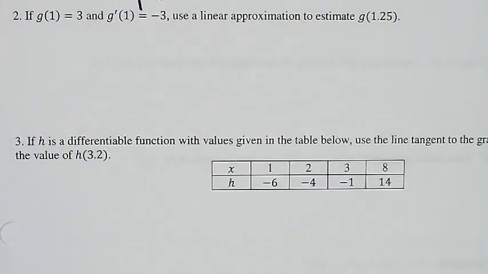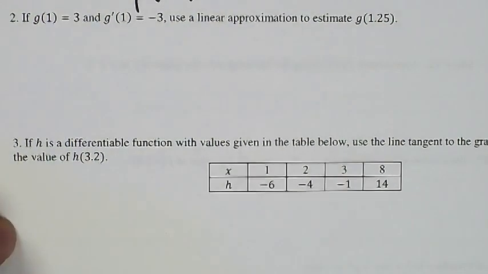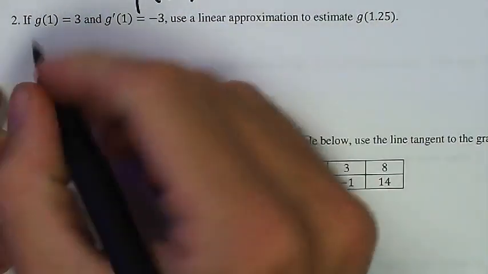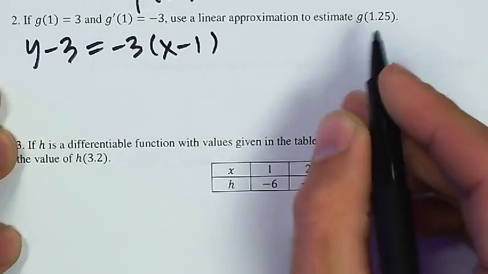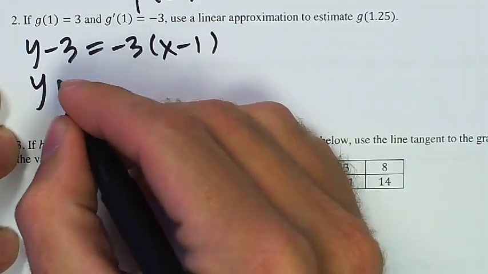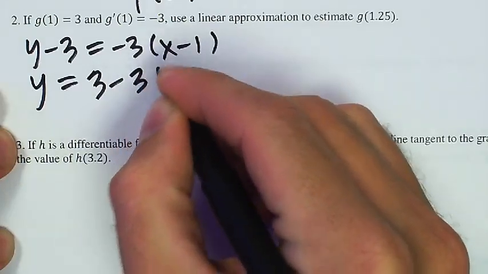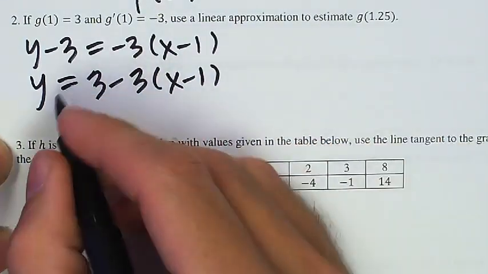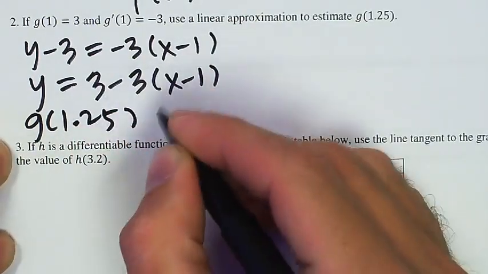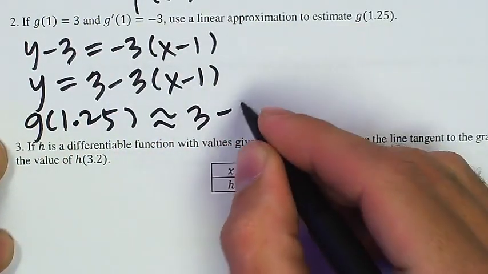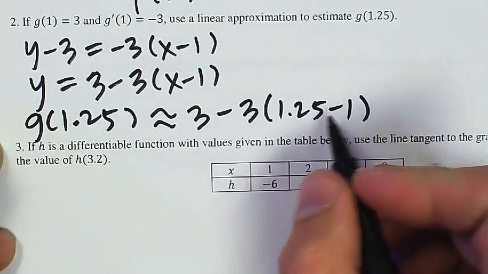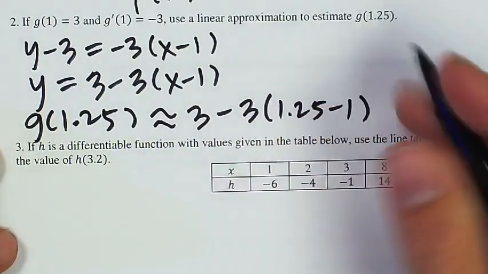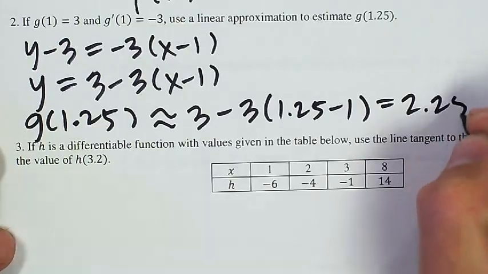All right, over here. G of 1 is 3 and G prime of 1 is negative 3. Use linear approximation to estimate G of 1.25. All right, the tangent line is going to be y minus 3 equals negative 3 times x minus 1. And maybe to get ready to do a linear approximation, I'll add that 3 to the other side. Okay. So I'll say that G of 1.25 is approximately equal to 3 minus 3 times 1.25 minus 1. Okay, that's going to be 3 times 0.25 is 0.75, and if I'm subtracting that from 3, that would be 2.25.